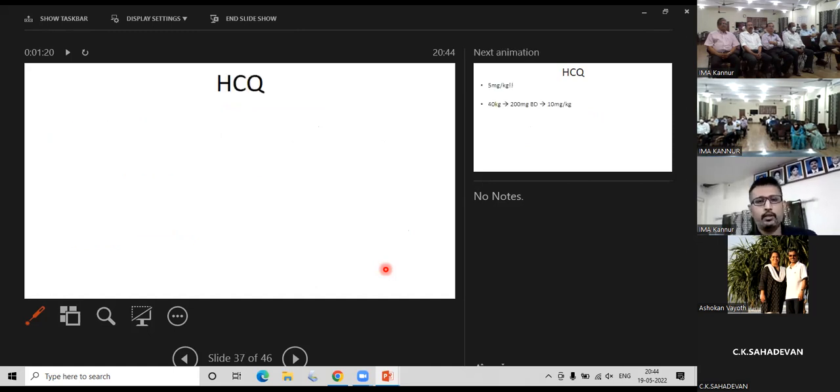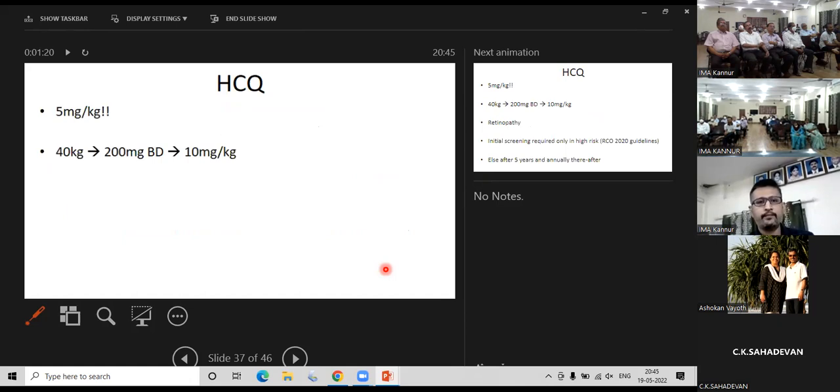I just want to mention a few points about hydroxychloroquine, which many of us use for several indications. We need to keep the dose below 5 mg per kg. We see 40 kg patients who are getting 200 mg BD of hydroxychloroquine. These patients are getting a dose of 10 mg per kg. These patients can develop retinopathy within a few years rather than 5 years, which is the usual thing seen with patients getting a dose less than 5 mg per kg.